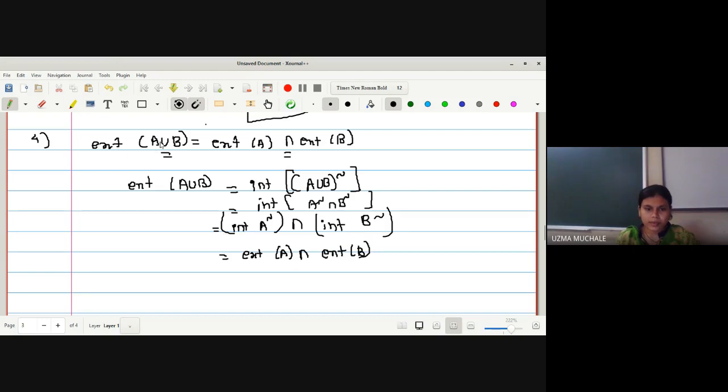So up to now, whatever properties of union we have seen, they may be either equality or subset, but here it is equal to the intersection. Here, union is converted to intersection in case of exterior. Okay.